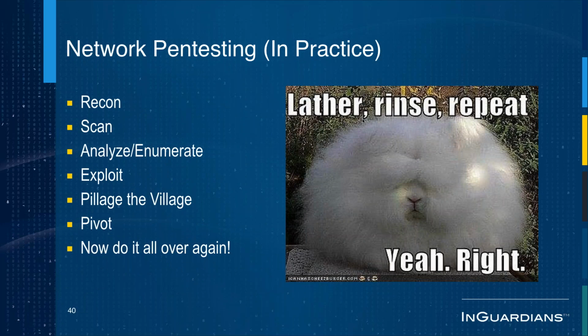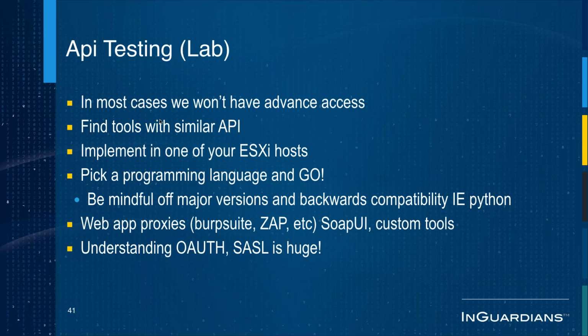So in practice: recon, scan, analyze and enumerate, exploit, pillage, find all the fun stuff there. Once you've pillaged that system, pivot using that information. Pillage again, do some more recon and scan if you're in another network, and lather, rinse, repeat over and over again, and then you get this nice big fluffy ball of mess of data. And potentially sometimes it's going to be pretty darn valuable.